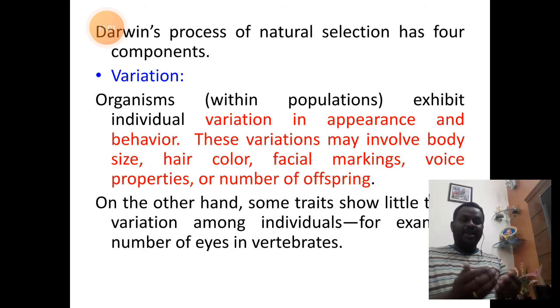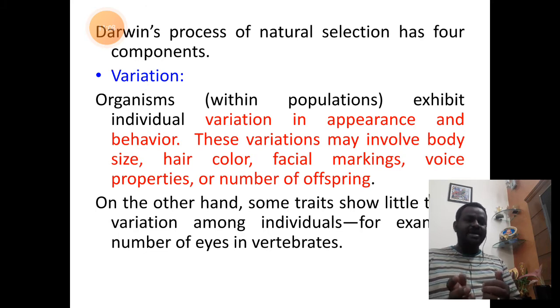Individuals within a population exhibit changes with reference to appearance and behavior, like changes in size, hair color, facial features, etc. These kinds of changes are selected by nature, or natural selection accepts them.